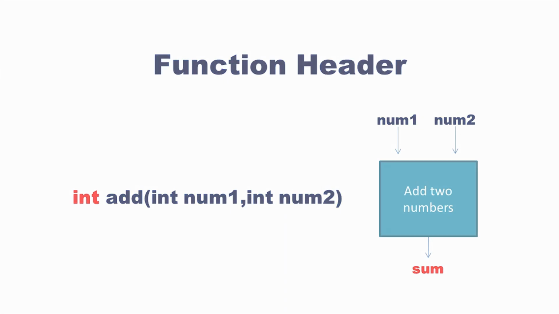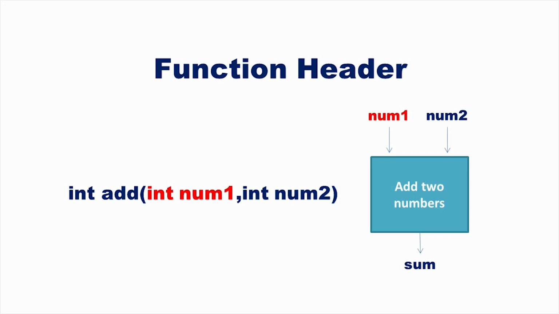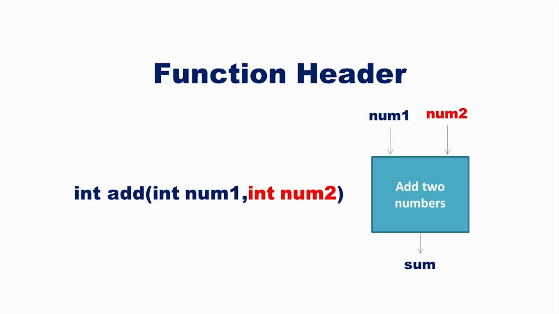Int is the data type of the sum. Add is the identifier that represents the function name. Num1 is parameter 1 and is of type int. Num2 is the second parameter, again of type int. That means the function is expecting two integer values as its parameters or arguments. Num1 and num2 are identifiers.